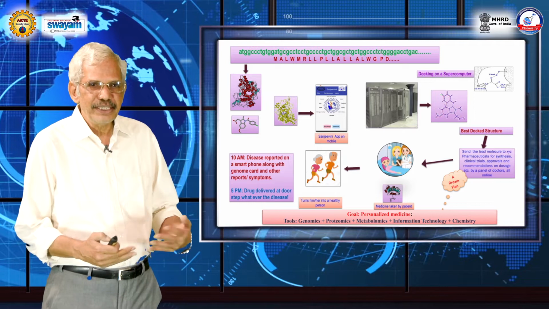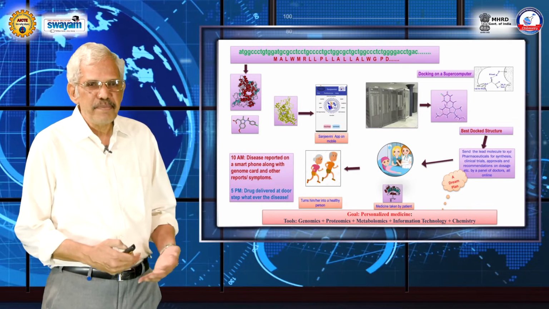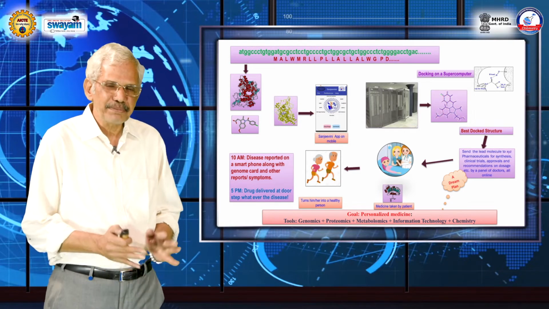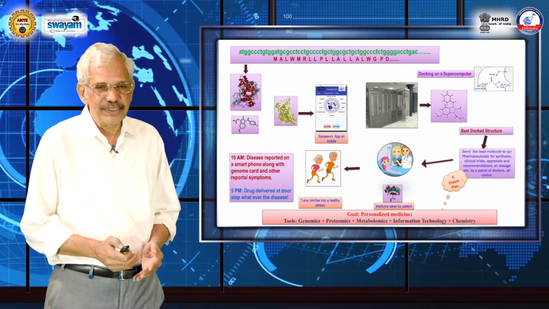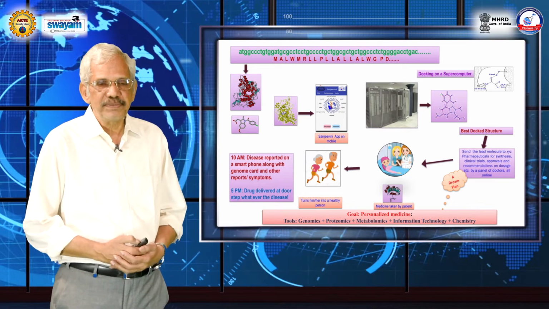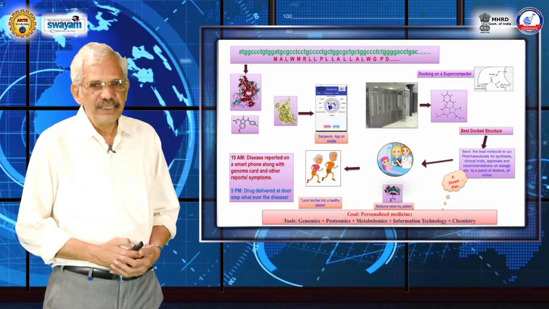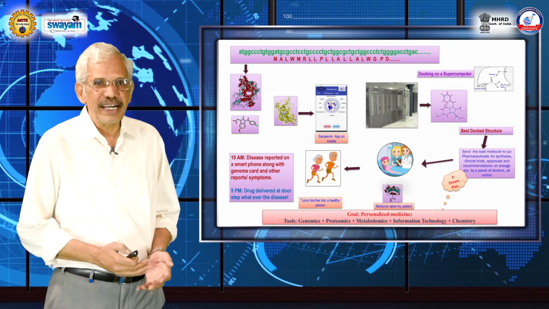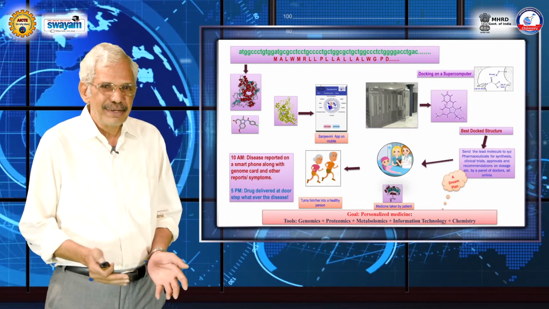So at 10 a.m. the disease is reported on a smartphone, and at 5 p.m. the drug is delivered at the doorstep. Well, that's my dream plan, and it looks like this is feasible. Well, what is it that has to go inside? Obviously genomics, proteomics, metabolomics, information technology, and don't forget chemistry. Without chemistry, well, there's no drug molecule.